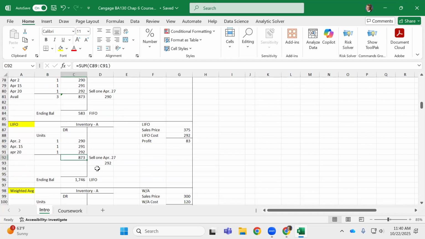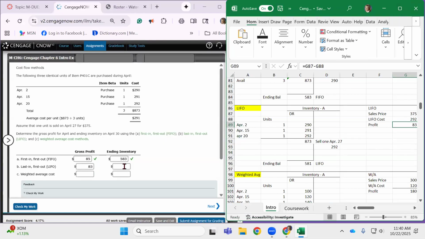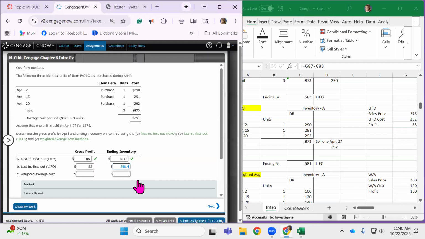Okay, and then last in, first out means using the $292 cost. So now we have a new balance in ending inventory based on LIFO. The balance in this account now is 581. Profit is 83. Okay, so $83 profit, 581.